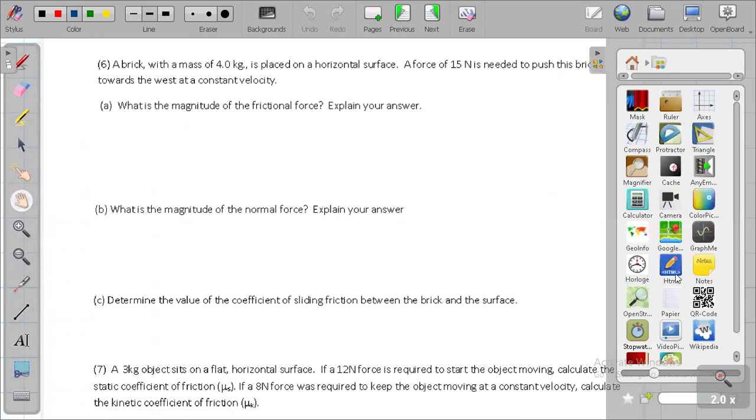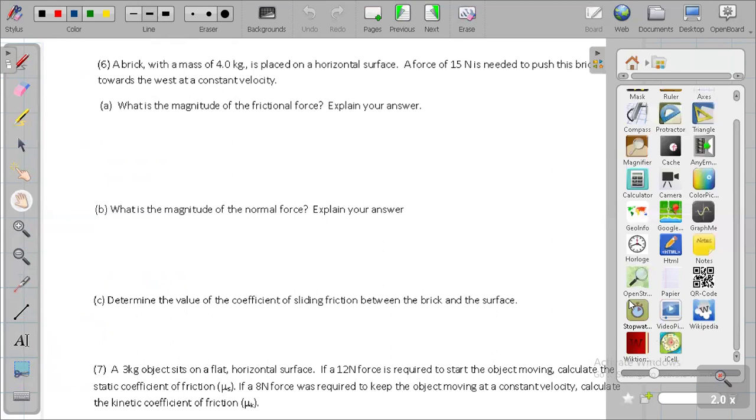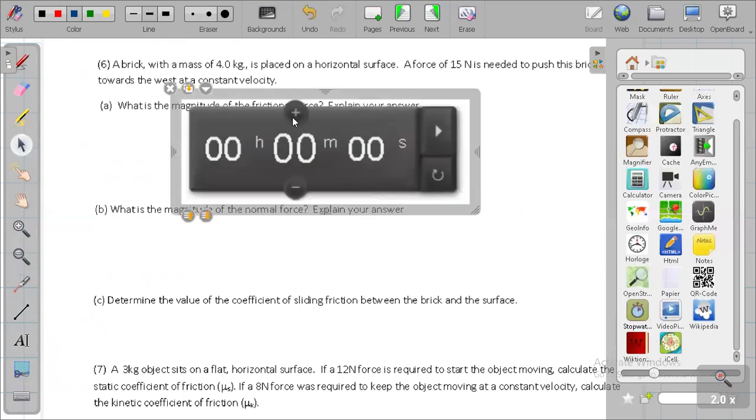Next, questions 5, 6, 7, 8. The time allocation is going to be 12 minutes. Only 12 minutes for you. Timer starts now.